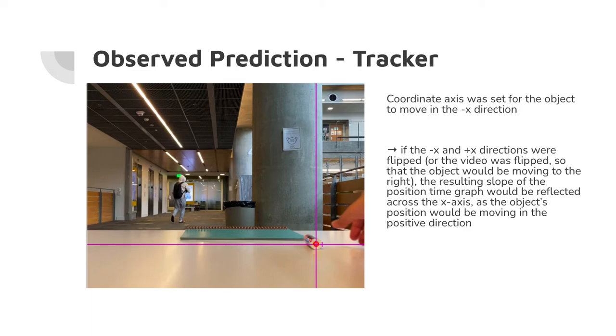In plotting my points for position, I based them off of the object moving in the negative x direction. However, if I were to flip the negative x and positive x directions, the object would be moving in the positive x direction, and the graph I will show later would be reflected across the x-axis.